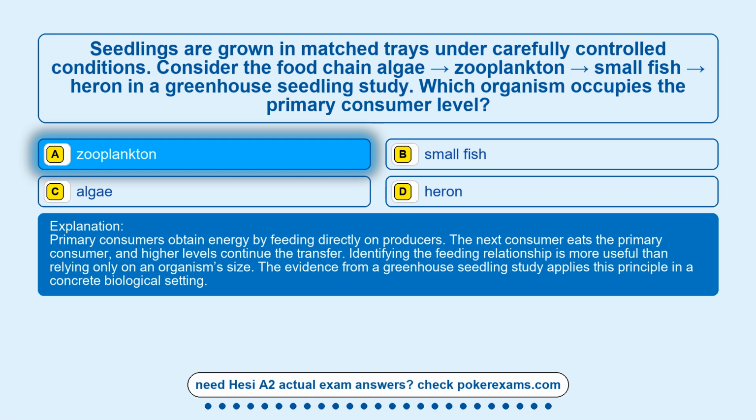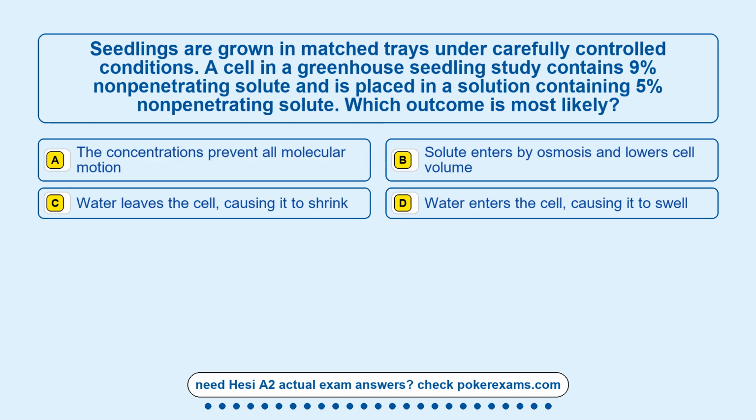The evidence from a greenhouse seedling study applies this principle in a concrete biological setting. Question 8. Seedlings are grown in matched trays under carefully controlled conditions. A cell in a greenhouse seedling study contains 9% non-penetrating solute and is placed in a solution containing 5% non-penetrating solute. Which outcome is most likely?